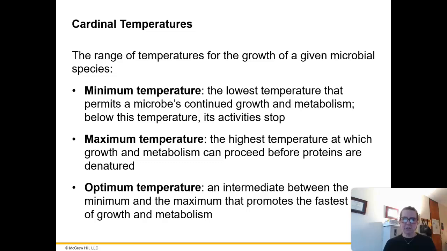Lastly, the optimum temperature is the intermediate between the minimum and maximum, and it promotes the fastest rate of growth and metabolism. Generally speaking, it's not just one number, but a small range. I laugh and say my optimum temperature is between like 67 and 71 degrees Fahrenheit.